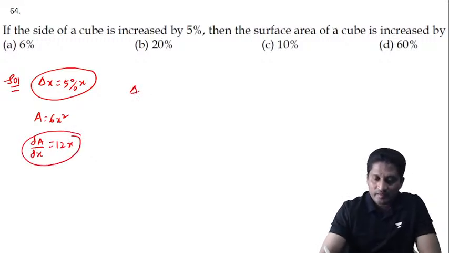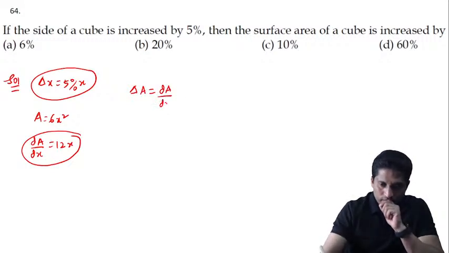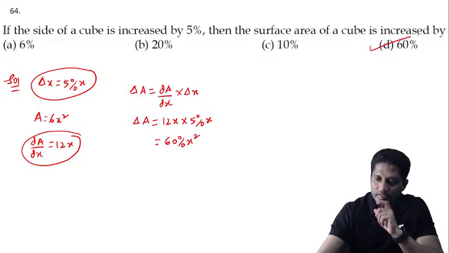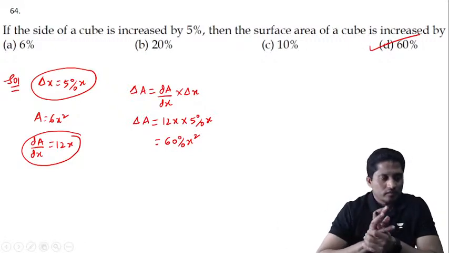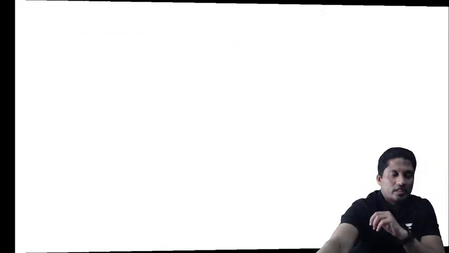Now delta A is equal to dA by dx into delta x. dA by dx is 12x and delta x is equal to 5% of x, so this is equal to 60% of x square. So the surface area is increased by 60%. Alright, yes Gaurav, right.